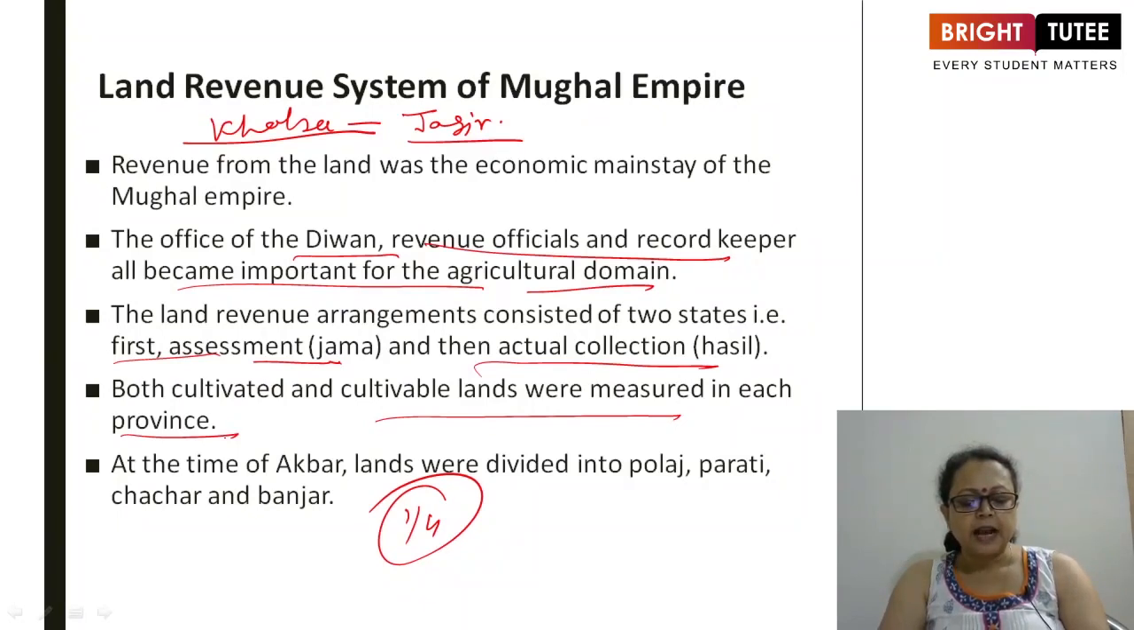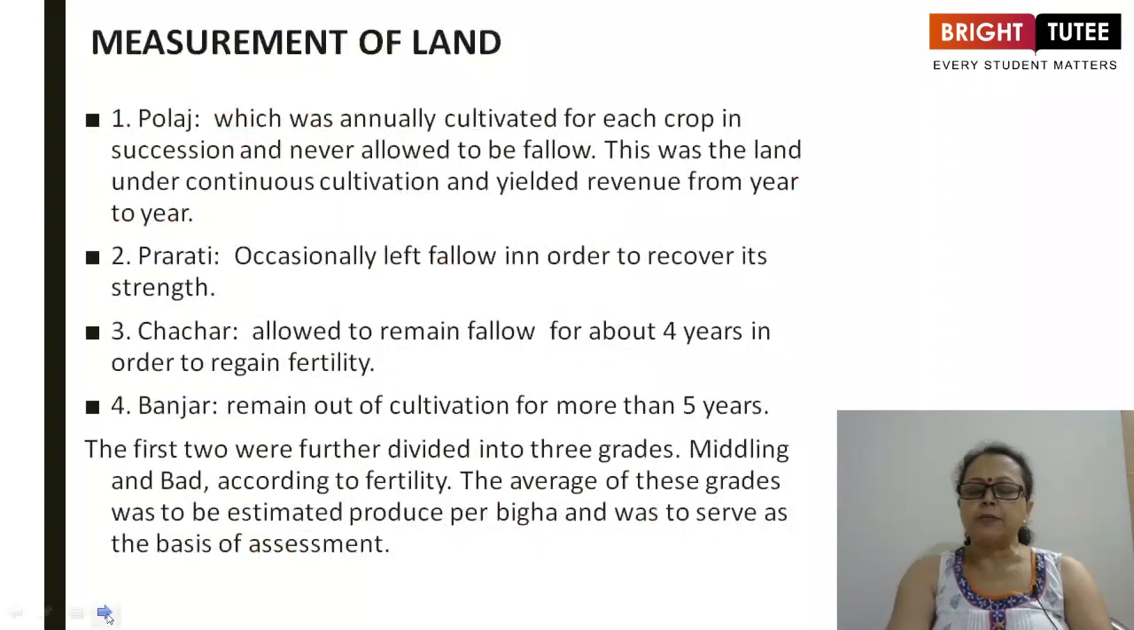Aine Akbari records that the lands were classified and different rates of revenue were to be paid for each. Four classes of land were as under. These are Polaj, Parauti, Chachar and Banjar. These are the four categories of the land, as recorded for the measurement.